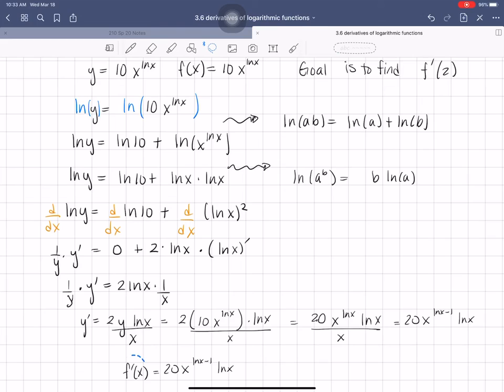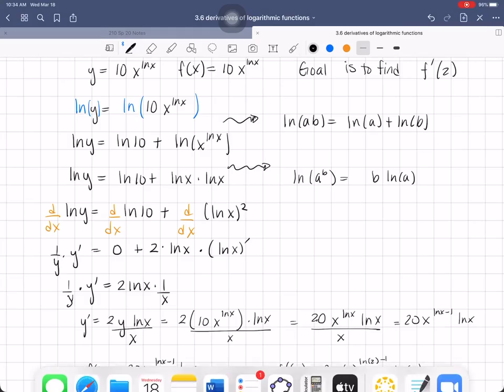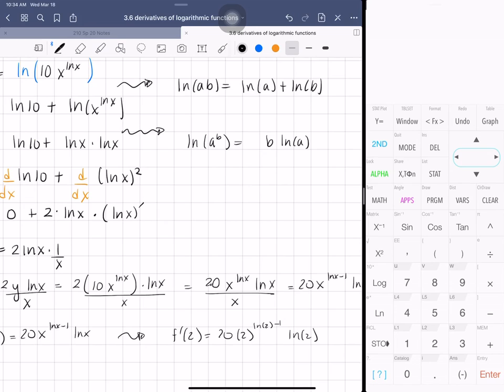Now if you want to find this evaluated at 2, just go ahead and plug in a 2. This tells us that f prime of 2 equals 20 times 2 to the ln of 2 minus 1 power times ln of 2. And you should get something like 11 and change here when you plug this into your calculator. So let's do that together. And I can put a calculator here on my screen to the side. So we have 20 times 2, and in my exponent, I'm going to put ln of 2 minus 1. And then get out of that and multiply this whole quantity by the natural log of 2. And you get about 11.206 and a bunch of other decimals after the fact.